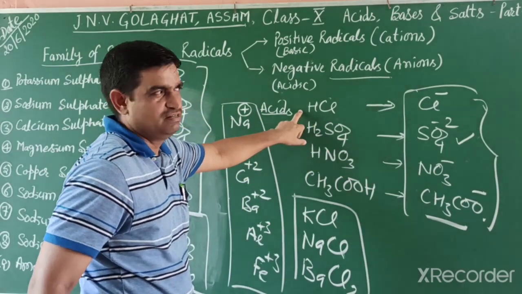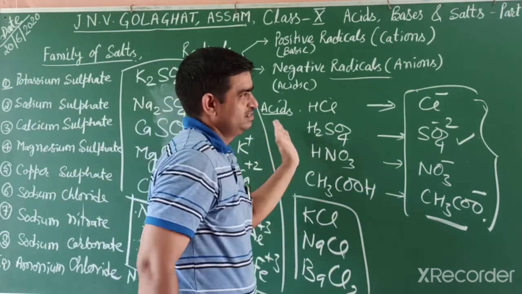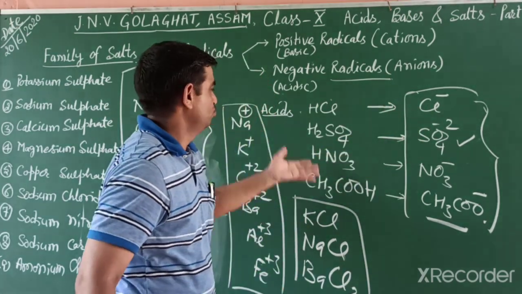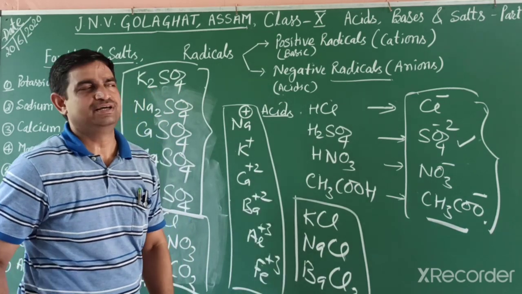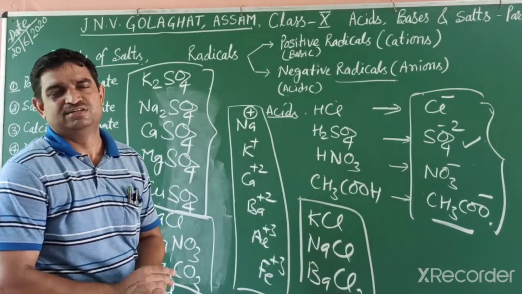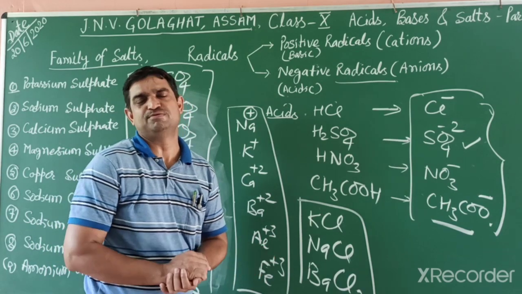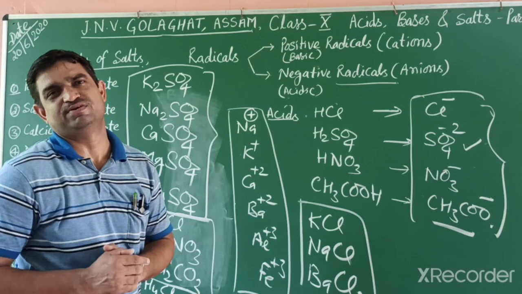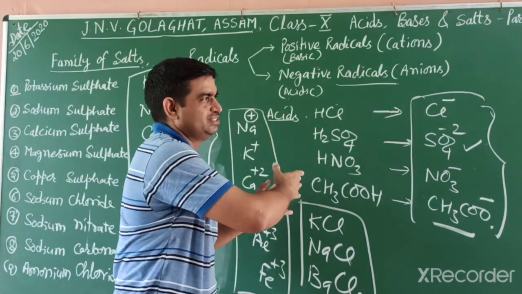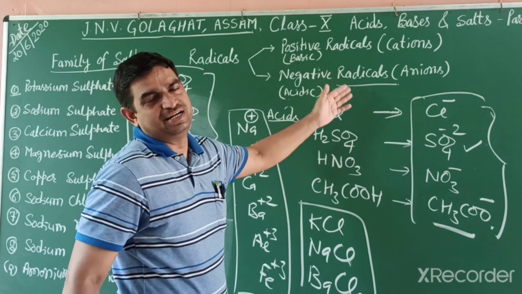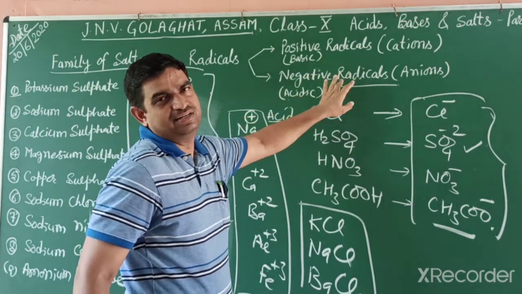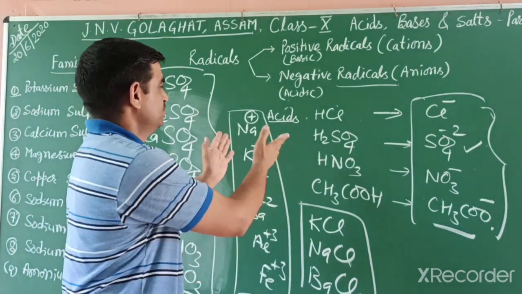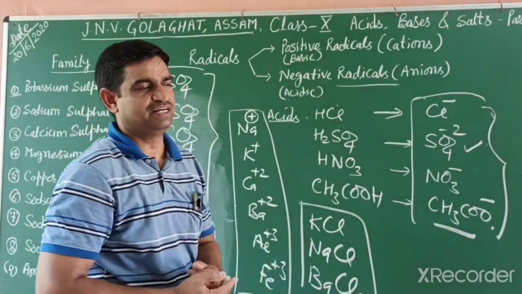We get anions from acids. When we remove hydrogen from an acid, the rest of the ion is known as an anion or acidic radical. You will study this in detail in 11th or 12th class practicals, because chemistry has two different types of practicals: one is qualitative analysis, the other is quantitative analysis. In qualitative analysis we have to identify the cation and anion, meaning positive radicals and acidic radicals. You will be given a salt and you have to identify the positive and negative radicals by different experiments.